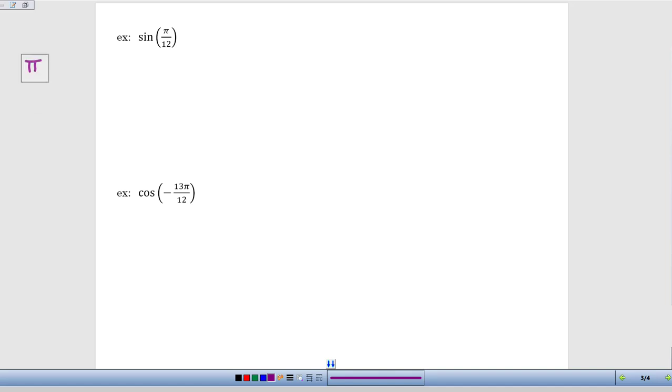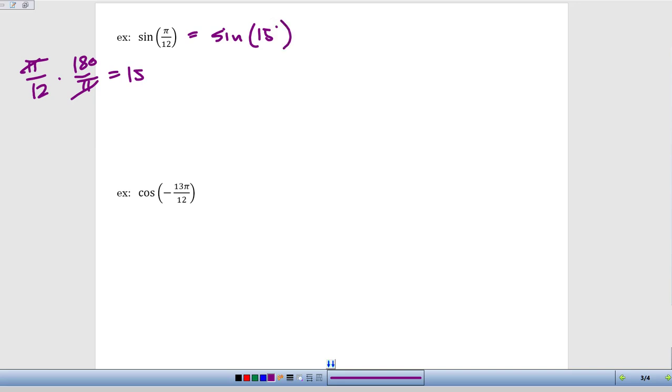But what is probably the easiest thing to do is to just take that pi over 12 and convert it into degrees and then figure out how we can combine two unit circle angles to make that degree measure. So we use our conversion factor of 180 over pi. So we can see that the pi's cancel out. And so we're really left with 180 divided by 12, which equals 15. So what we really are working with here is the sine of 15 degrees.